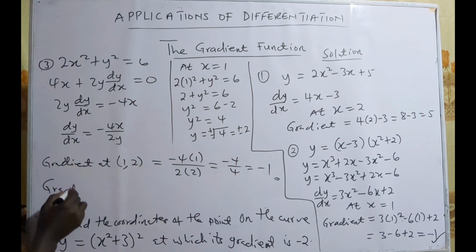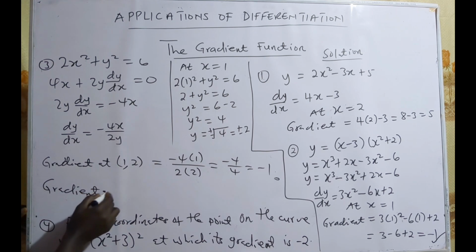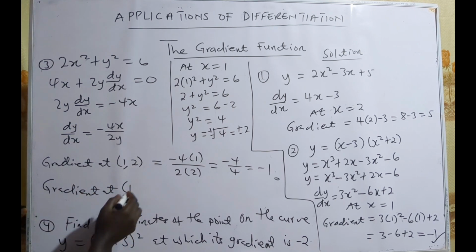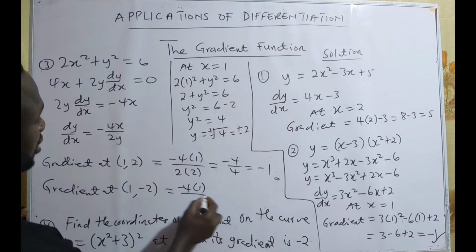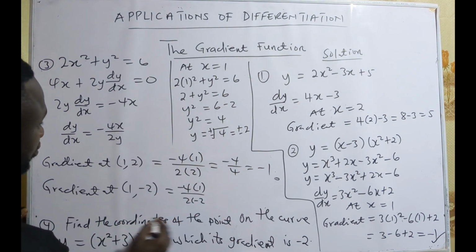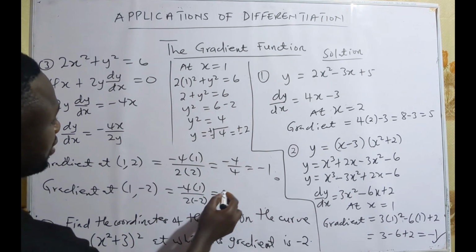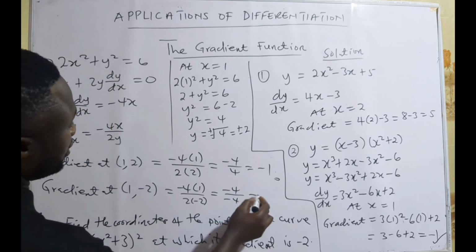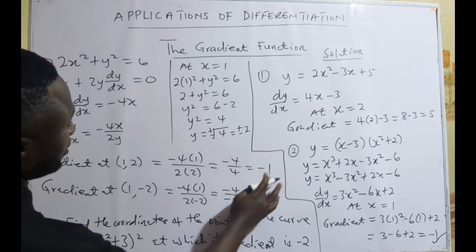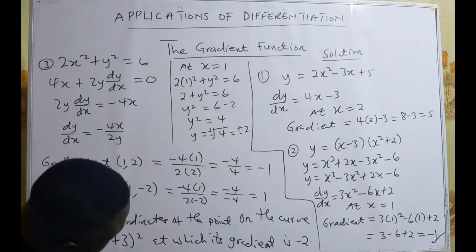And also the gradient at x is 1, but y is negative 2. That will be negative 4 times 1 over 2 times negative 2. Negative 4 over 2 times negative 2, which is negative 4, will give me positive 1.